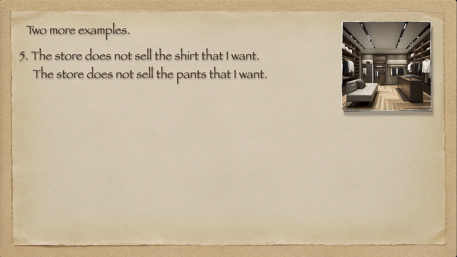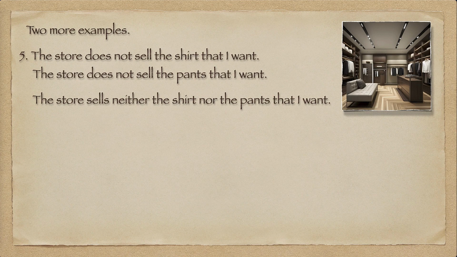So we're not going to put neither nor before the store, because the store is not in correlation with anything. What's in correlation is the shirt and the pants, because those are the two items the store does not have. So the sentence would look like this. The store, our subject, sells, we're going to use the positive verb here because the negative comes from neither and nor. So the store sells neither, now we're into our correlations, the shirt nor the pants that I want.